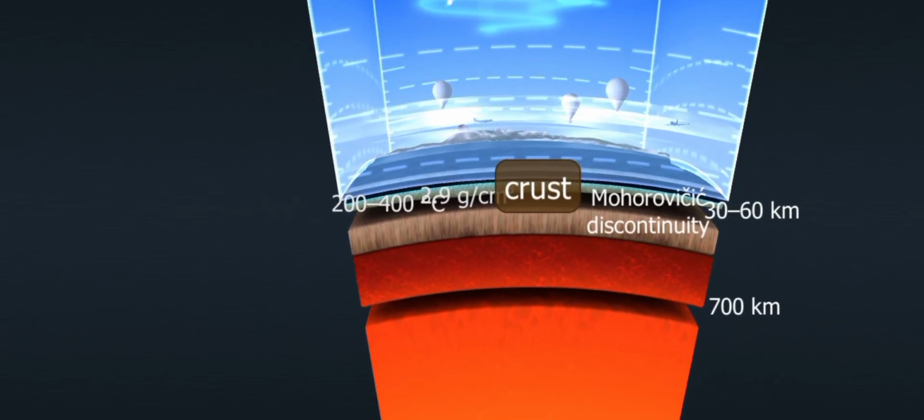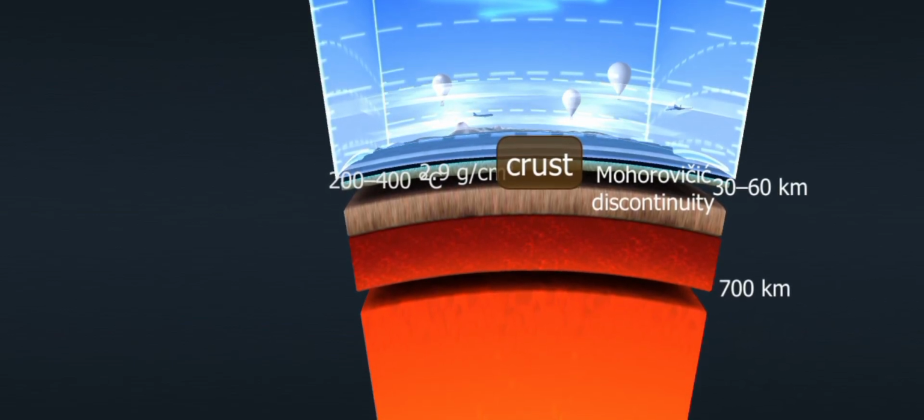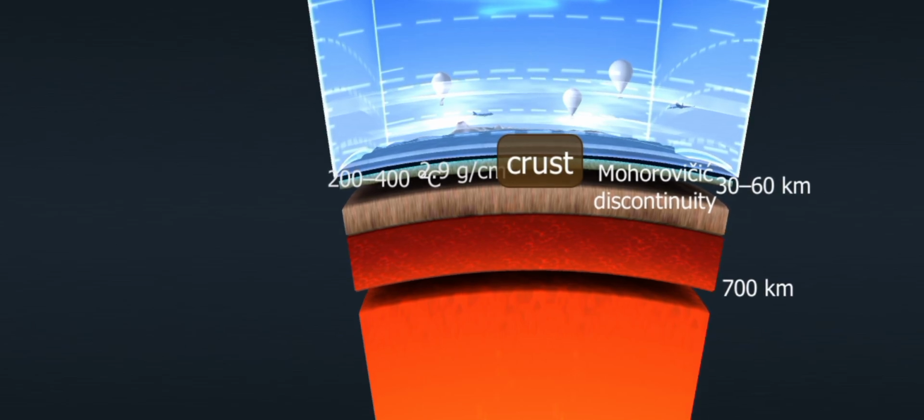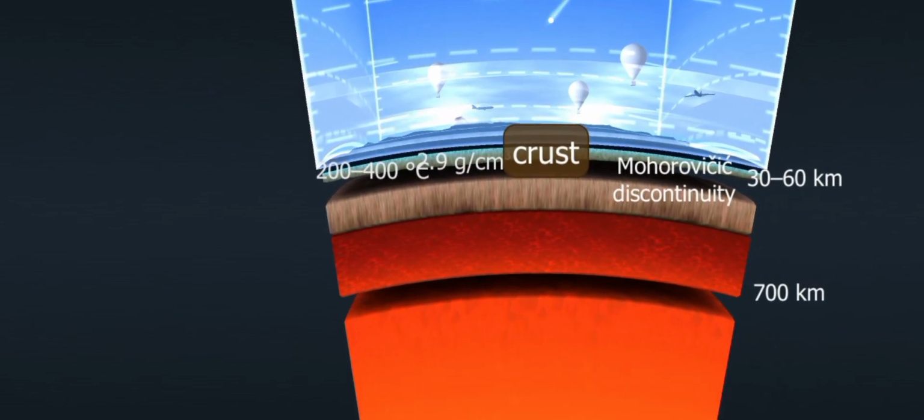The outermost of the inner layers of the Earth is the crust. The composition of the continental crust is more diverse and thicker than the oceanic crust. Its upper layer is rich in silicates, while its lower layer consists of higher density rocks which are rich in metals. The Mohorovičić discontinuity, also called the Moho, is a boundary located between the crust and the mantle, where seismic waves from earthquakes are refracted.